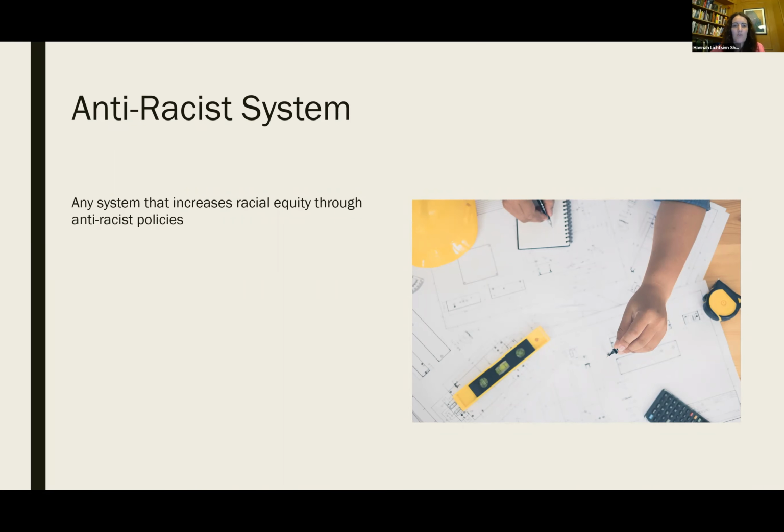So then anti-racist systems. So any system that increases racial equity through anti-racist policies. I don't have any good examples for you. I wish I did. I can't in my life think of any systems I'm a part of that are consistently anti-racist. Now, I can think of some systems I'm a part of that are doing the work, that are trying. I can think of some that are fighting against that work and trying to maintain the status quo. But I can't easily think of any systems in my life, in my community, that consistently do this work and do it well.